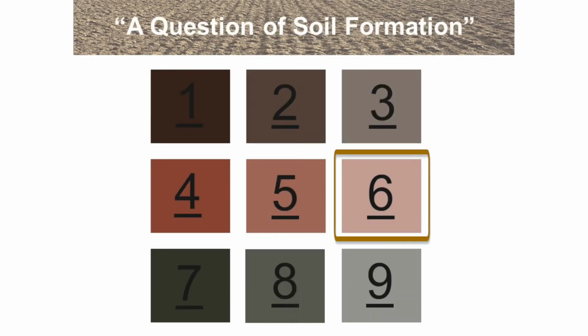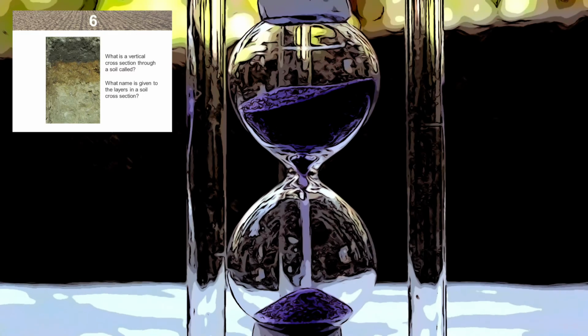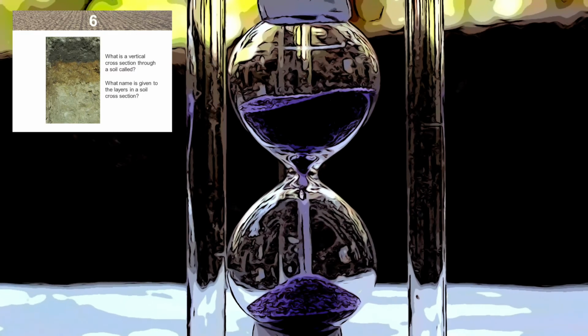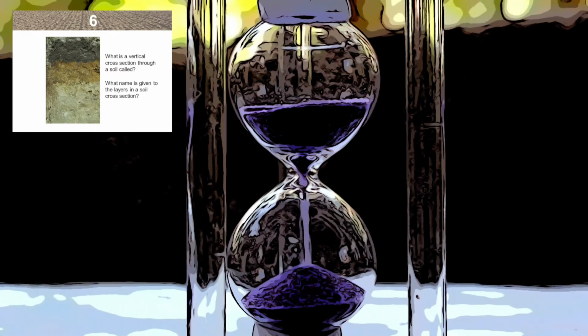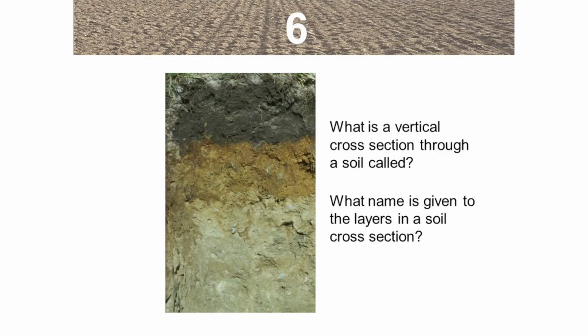Question 6. What is a vertical cross-section through a soil called? Answer. Soil profile. Question. What name is given to the layers in a soil cross-section? Answer. Soil horizon.